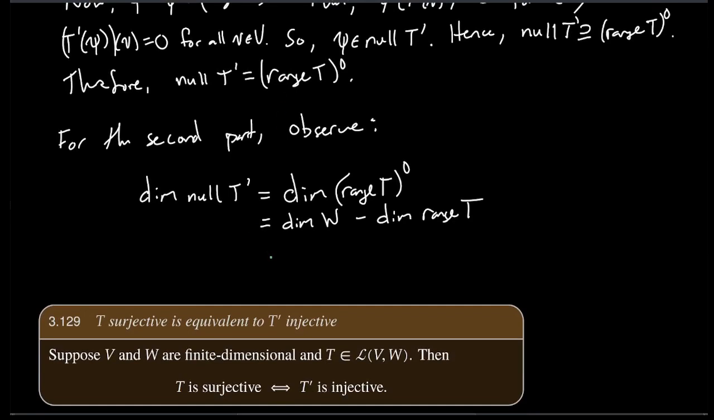Okay, and now once I'm here, I'm pretty much done. After all, I know the formula for the dimension of the range. So here's what we'll do. This is just from the fact that since dim V is equal to dim null T plus dim range T, we can rewrite dim range T, the dimension of the range of T, as the dimension of V minus the dimension of the null space of T.